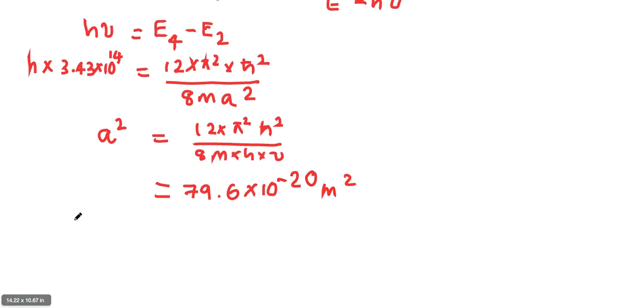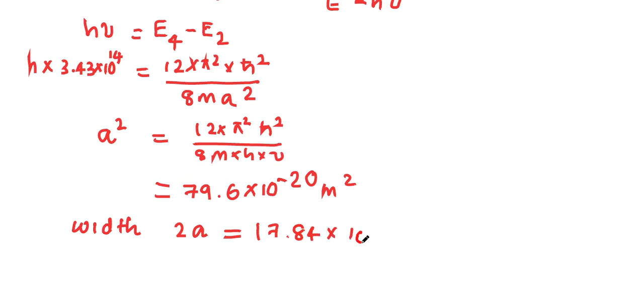So we are asked to calculate the width. Width is 2a. Therefore, 2a will be equal to 17.84 into 10 raised to minus 10 meters, or equal to 17.84 Angstrom. So this is what the answer is.